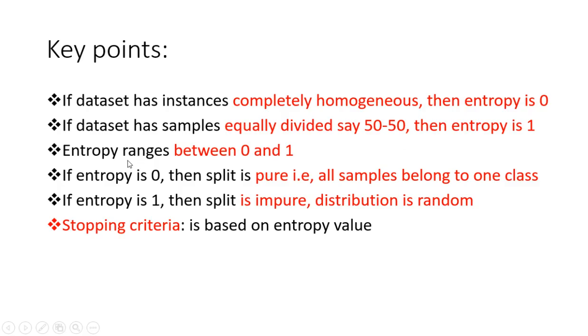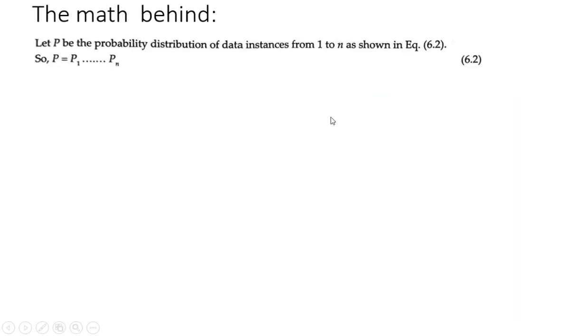So what you have to remember is when you're calculating entropy, it will always be in the range of 0 to 1. If entropy is 0, then the split is pure. All samples will belong to one class. If entropy is 1, then the split is impure. The distribution is very random. And the stopping criteria for your decision tree is now based upon the entropy value. So in next classes I'll be doing algorithms where we are going to decide the stopping criteria based upon the entropy value. So let's see the math behind this.